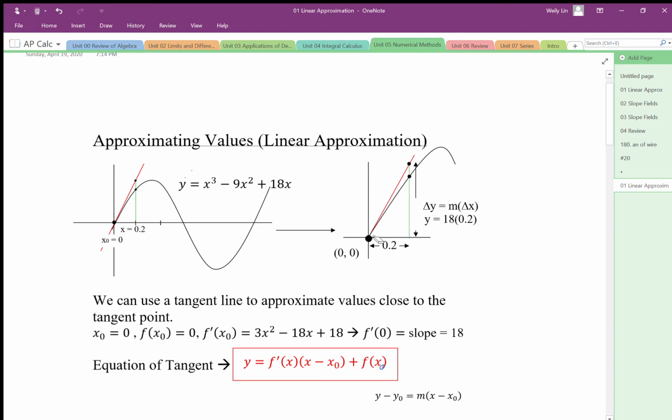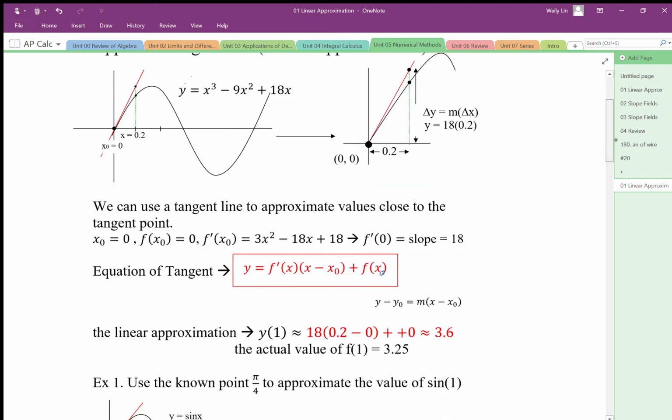Okay, so we're at point x. So this is what we want to generate, this equation, and then we're going to plug values into the equation to help us calculate our approximated values on that red line.